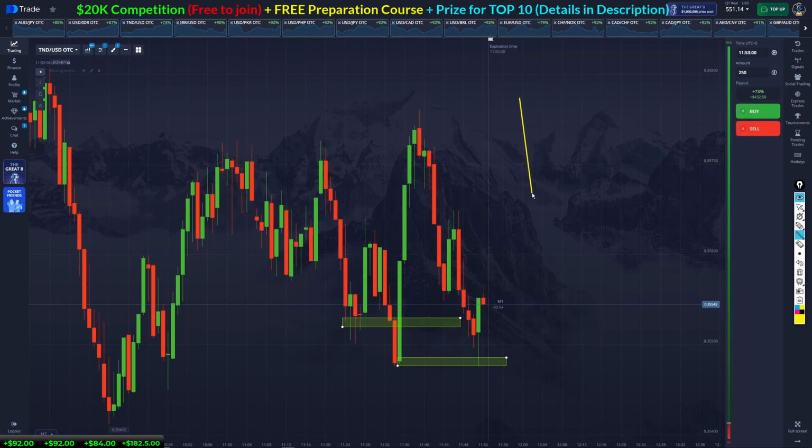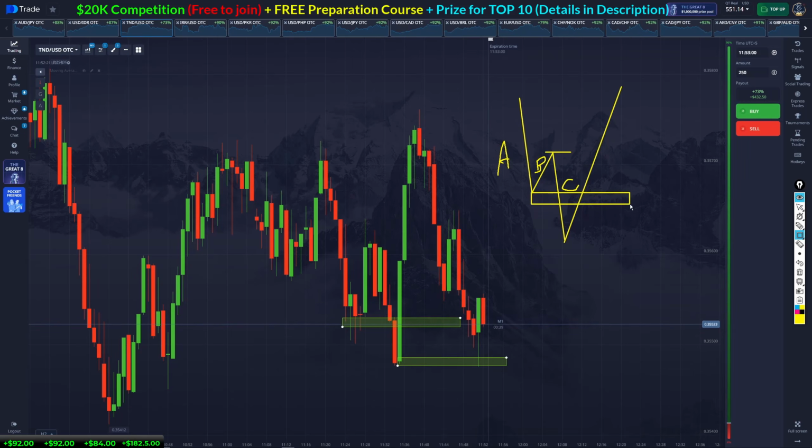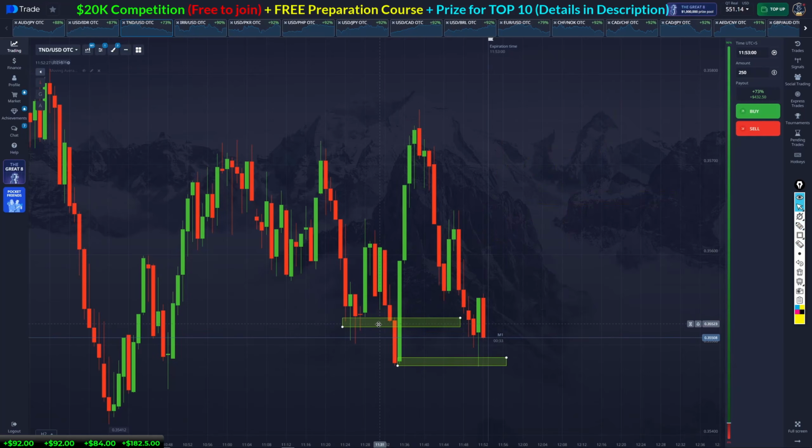The QM zone, you see, A, B, C, A, B, C, and then all of a sudden, boom, the B is broken by this crazy force, and this becomes your QM zone. After marking the QM zone, what you should do next is you go to the higher time frame. Now we are on 1 minute time frame, right?